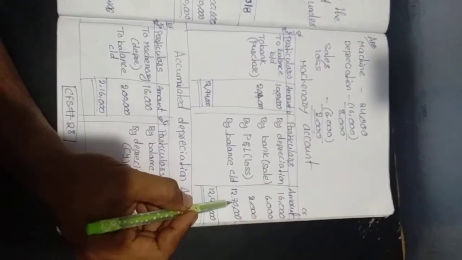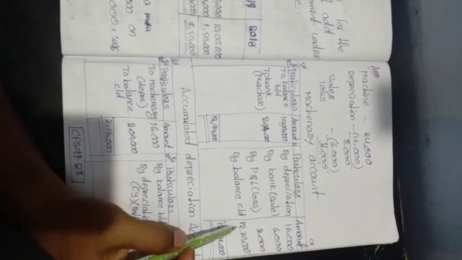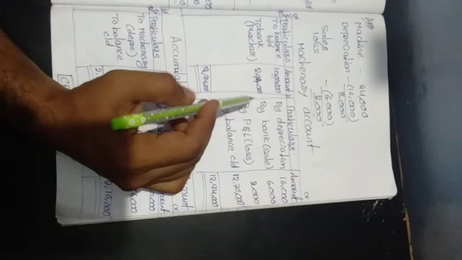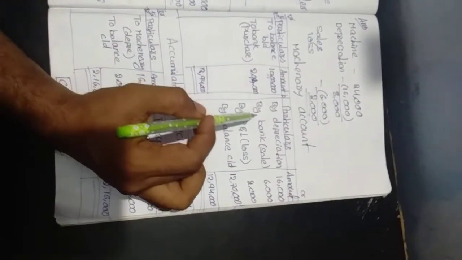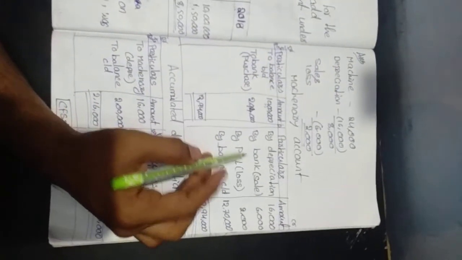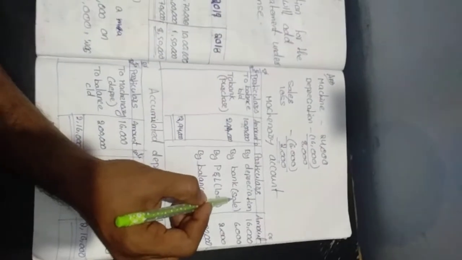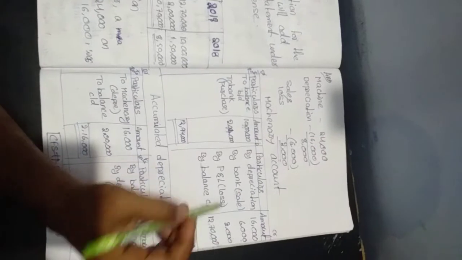By balance carried down, on the credit side we mention 12,70,000. Next we have to find out something, and we already got the sales amount. The sales amount is given in the question. We mention it as by bank, and in brackets, for understanding only, we mention sales 6,000, which is given in the question, and we mention it here also.